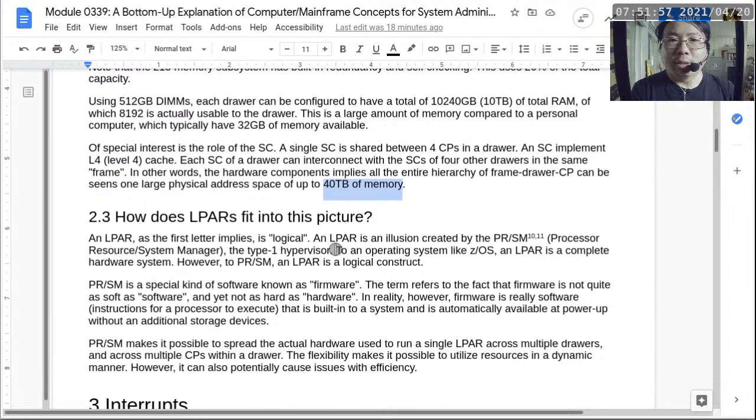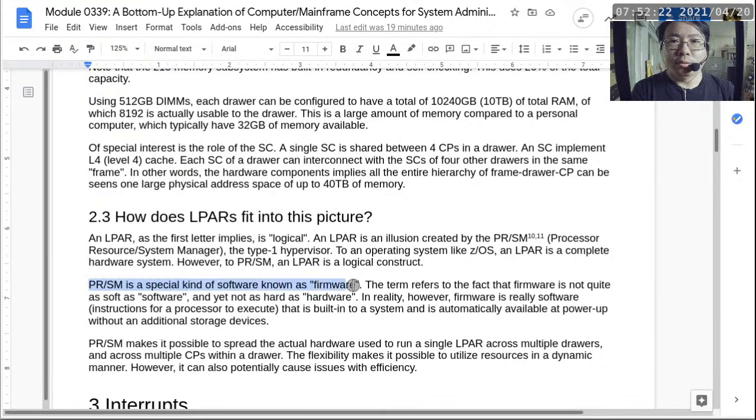so to an operating system like z/OS, an LPAR is a complete hardware system. It comes with RAM, the processor, network controllers, all the I/O channels, and so on. However, to the PRSM, which is the Type 1 hypervisor, an LPAR is really a logical construct.